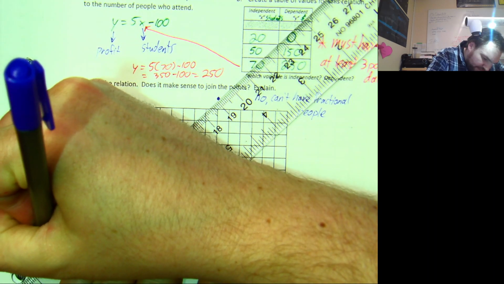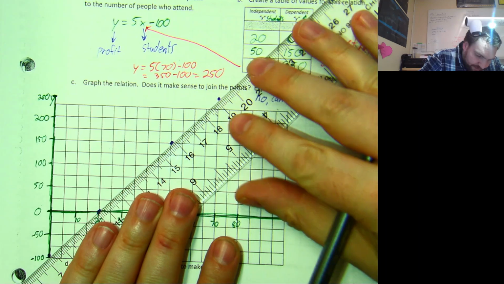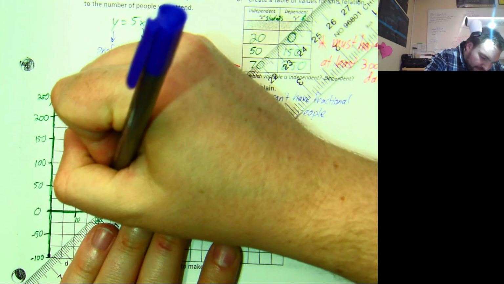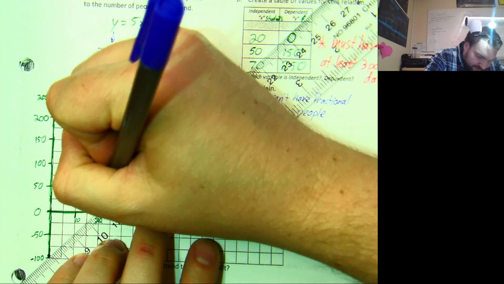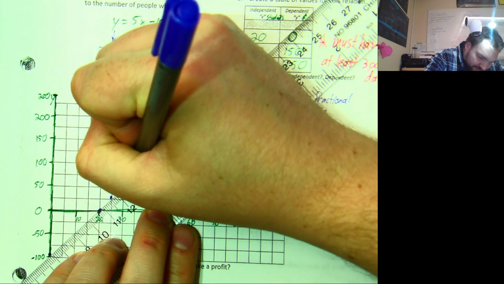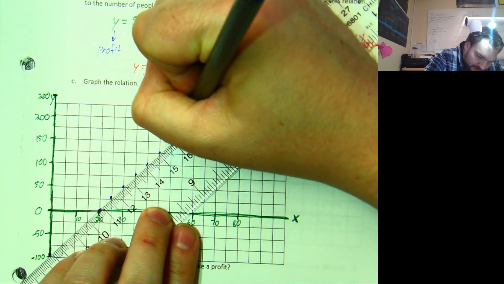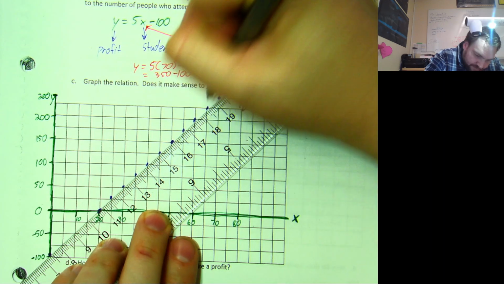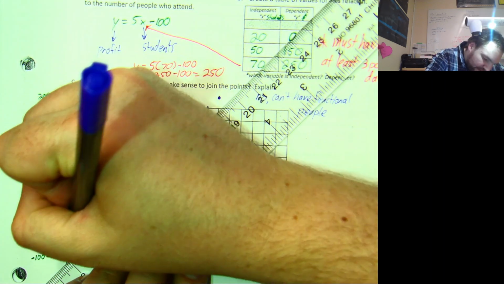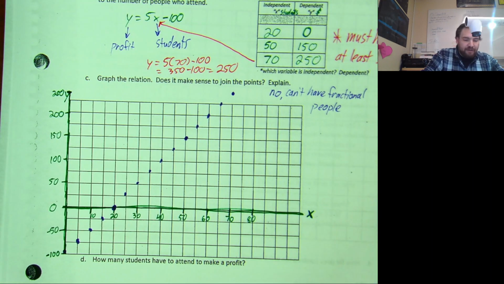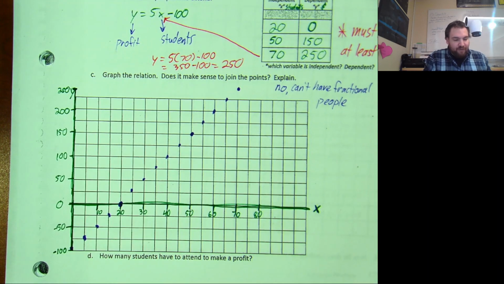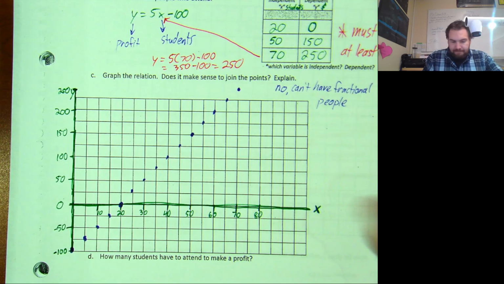Well, that point's going to show up. That one, that one, that one, and so on. There's a whole bunch of dots we could put in there, but now at least we've got some sort of idea of what the trend on the graph is. Because yes, connecting them would be a bad idea. How many students have to attend to make a profit?